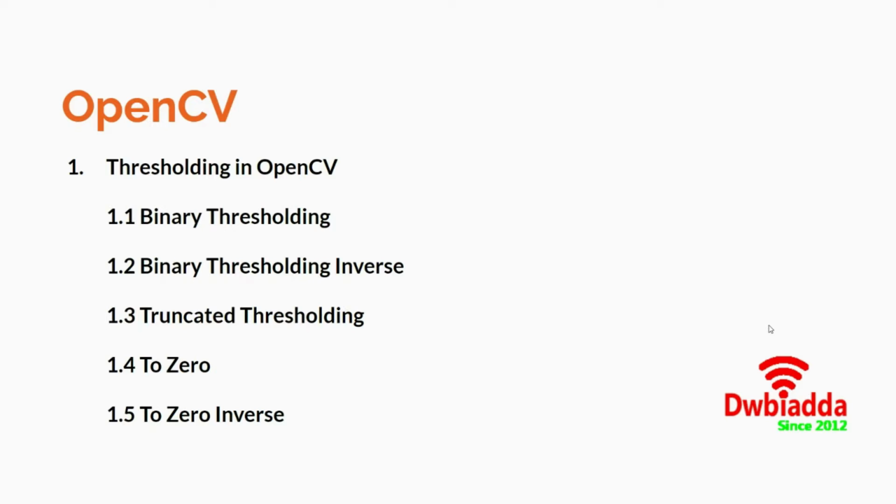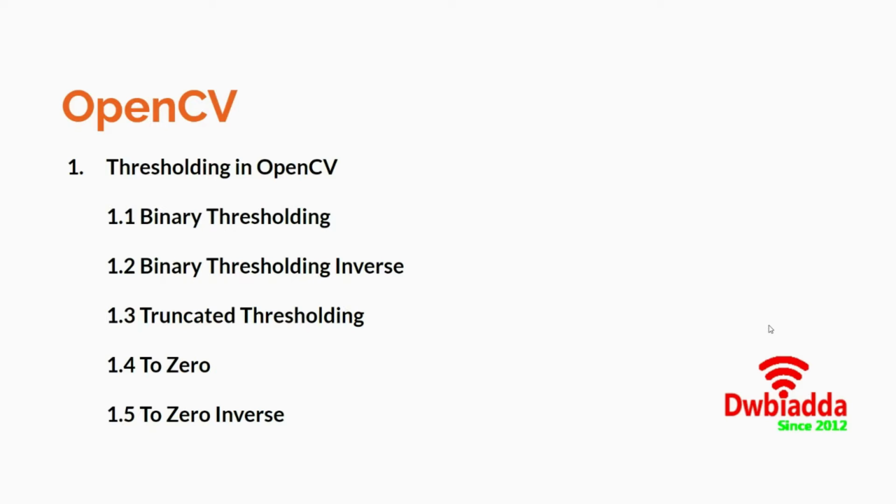Then there is binary threshold inverse. I hope from the name it's very clear that it's the opposite. The values above the cutoff value are transformed to 0, and the values below it are converted to the 255 value. Now there is this function known as truncated threshold.